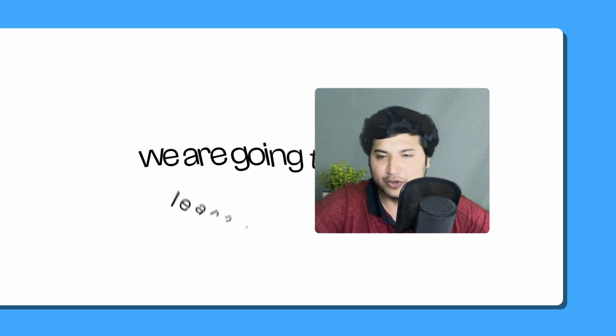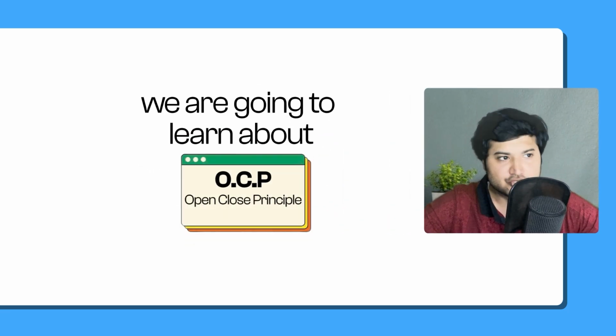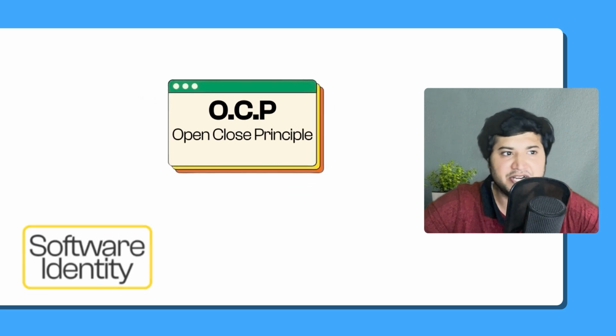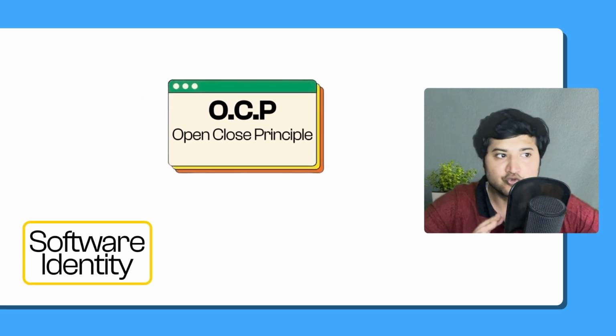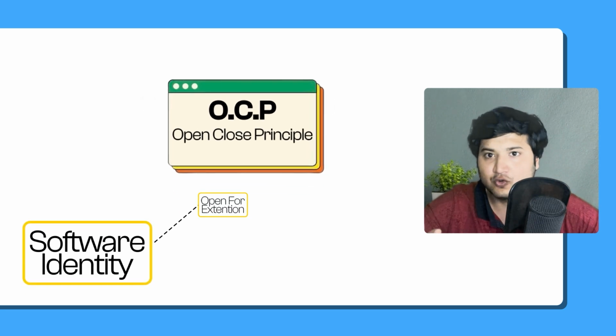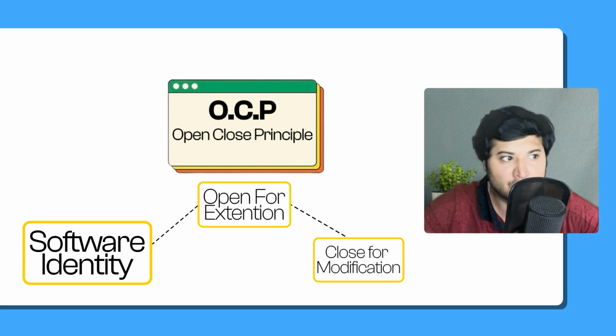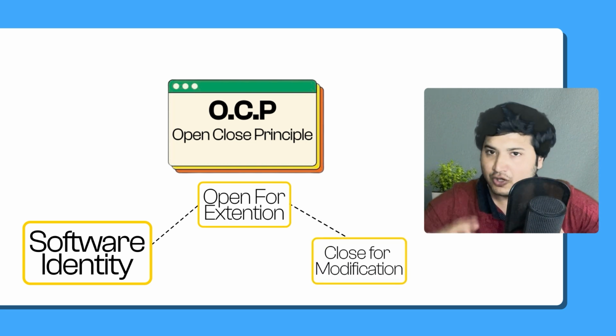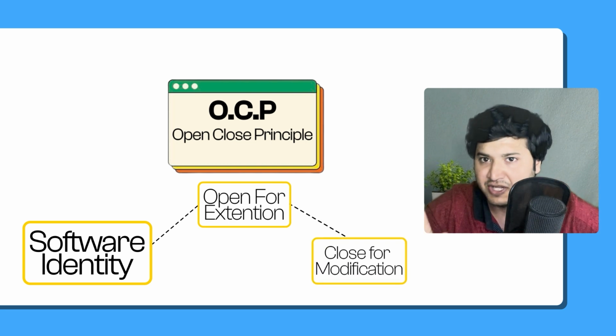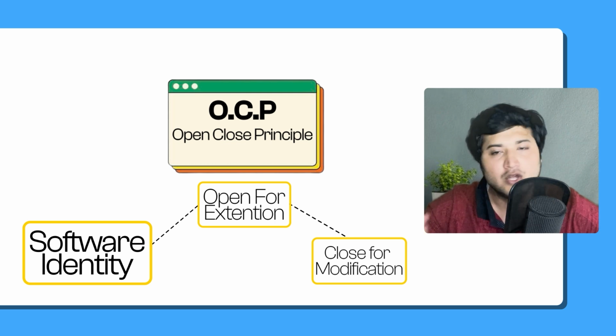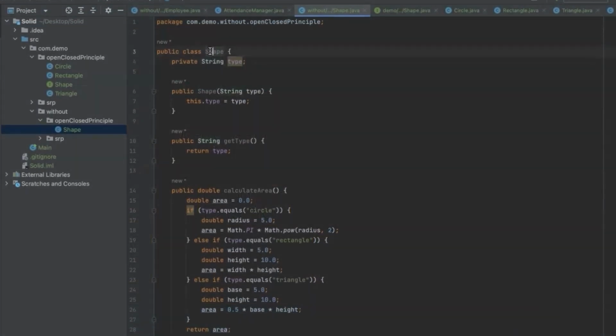In this lesson, we are going to learn about the open close principle. This principle states that software entities, be it classes, be it modules, be it functions, should be open for extension and closed for modification. I know you might not be able to understand this, but see a small application and probably after that, you'll be able to understand. This is a small application.